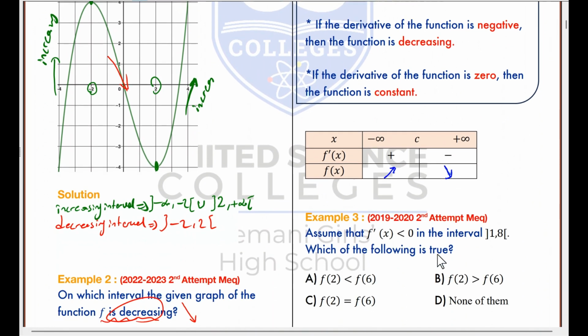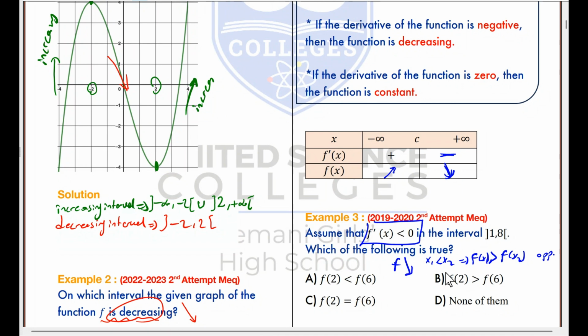So in this question, we are said that f prime is negative. If f prime is negative, what can we say about the function? Is function increasing or is function decreasing? If f prime is negative, our function is decreasing. So if our function is decreasing, what is the relation between the values of the x's and the values of the functions? So we can say x1 is less than x2, then f of x1 is more than f of x2. We have an opposite relation.